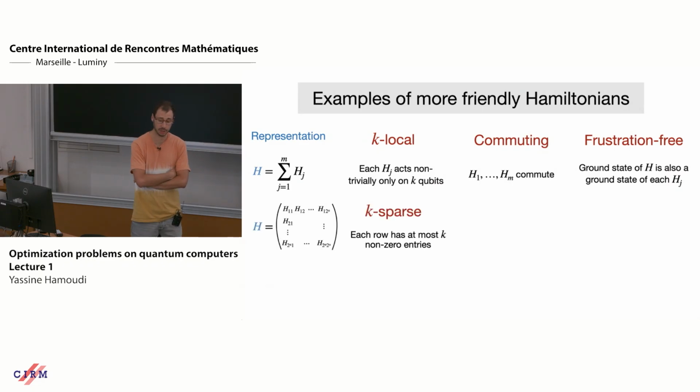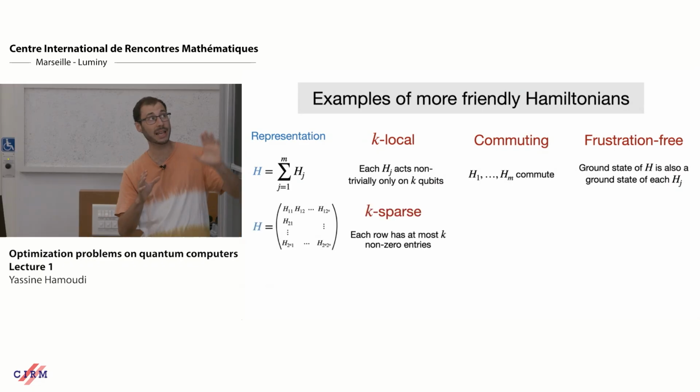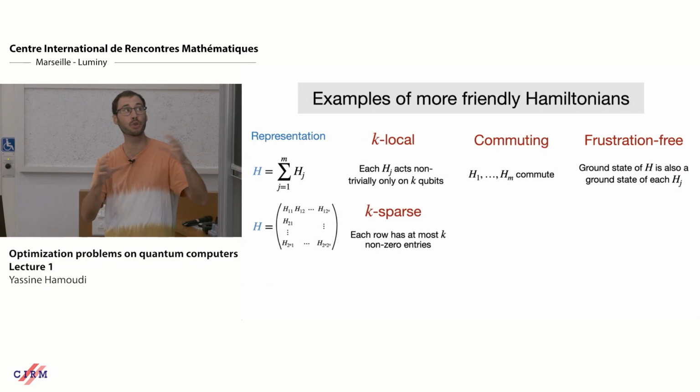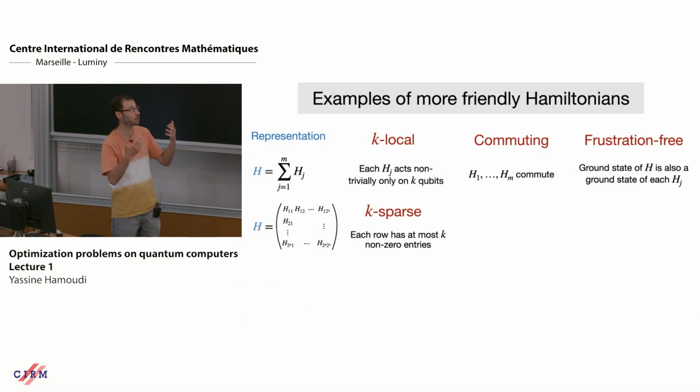Okay, another assumption is now you look at H as a 2 to the n by 2 to the n matrix, and you put some restriction on the entries of that matrix.